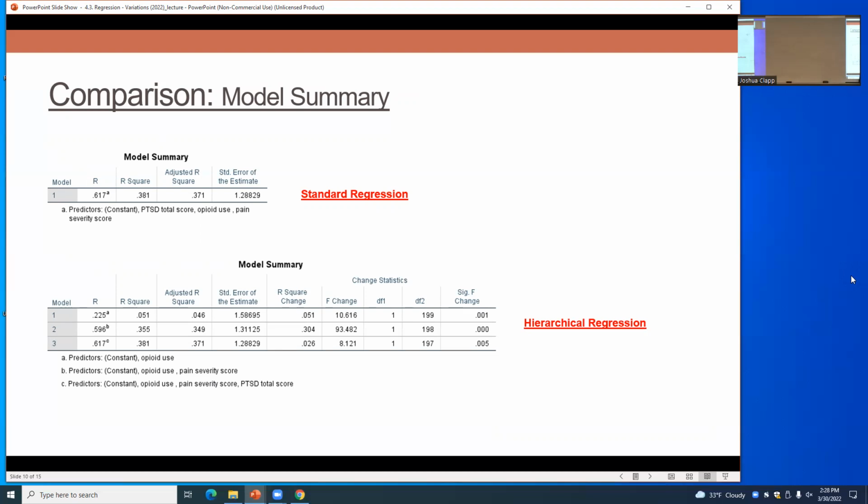Your first row, if you look at the subscripts down here, is just your model with opiate use. When opiate use is the only predictor in the model, you get an R squared of 0.051. How can I get that? If this is the only variable in the model, what is R and what is R squared? You've only got one variable in the model. What does that equal?